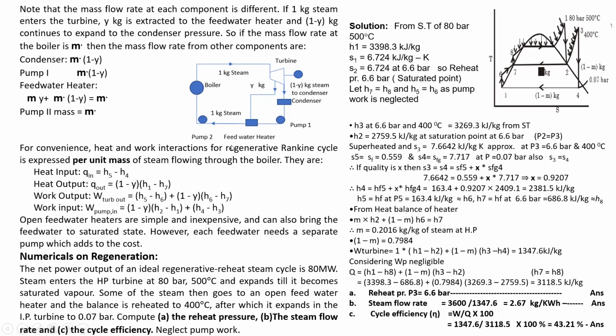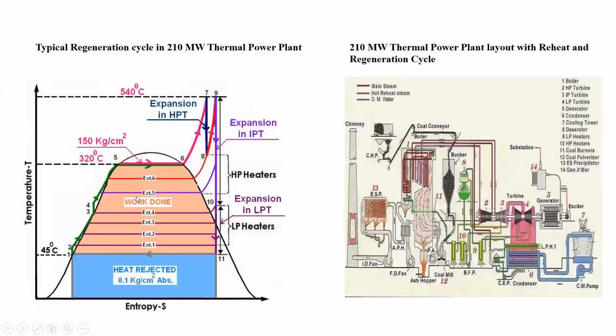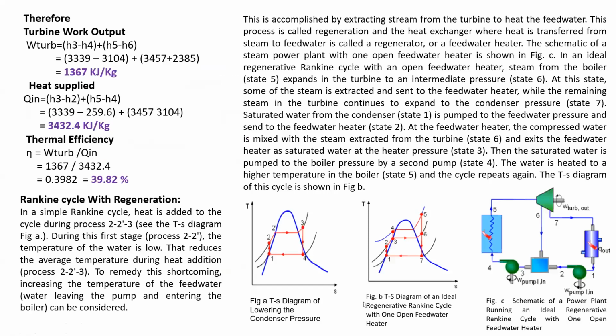For convenience, the heat and work interactions for the regenerative cycle, note again the formula here, an important one while solving problems on regeneration, are expressed per unit mass. So the mass is not taken, you are taking 1 kg. For the steam flowing through the boiler, the heat input is equal to Q in. Here at the boiler, you will see H5 minus H4. I have not shown it here, but you can see the previous diagrams, you will find H5 minus H4 is the heat added. Consider this cycle, then only you will understand this formula.